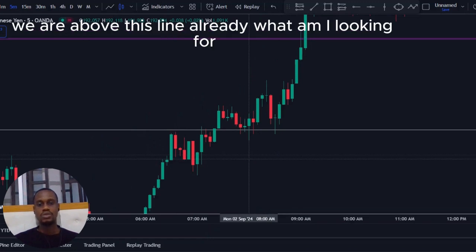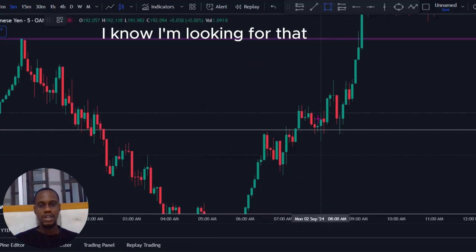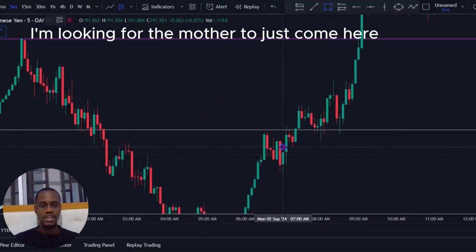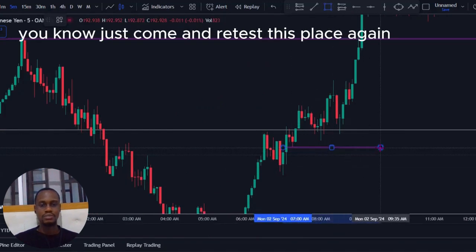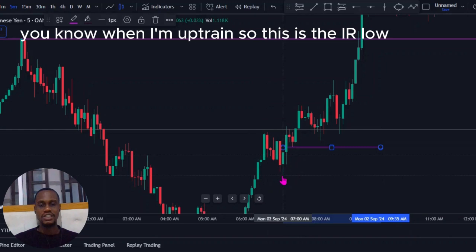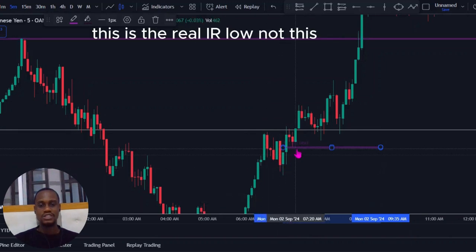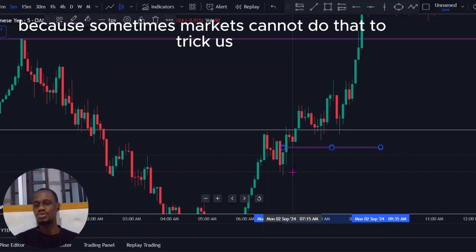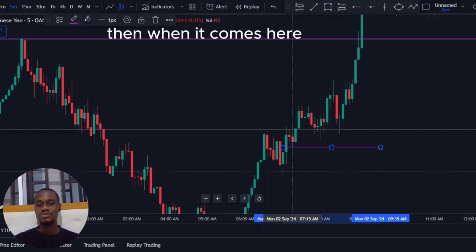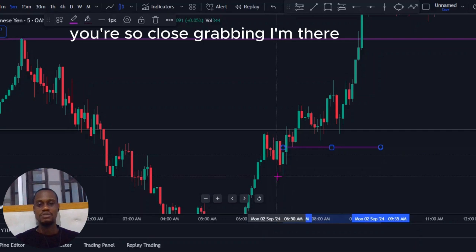What am I looking for? I'll be looking for two things. Though I know what I'm looking for: I'm looking for the market to just come and retest this place again, because this is the real low. We are in an uptrend, so this is the higher low. This is the real higher low, not this, because sometimes the market does that to trick us. When it comes there, it will just shake you out and continue, meanwhile your stop loss could have been under it.